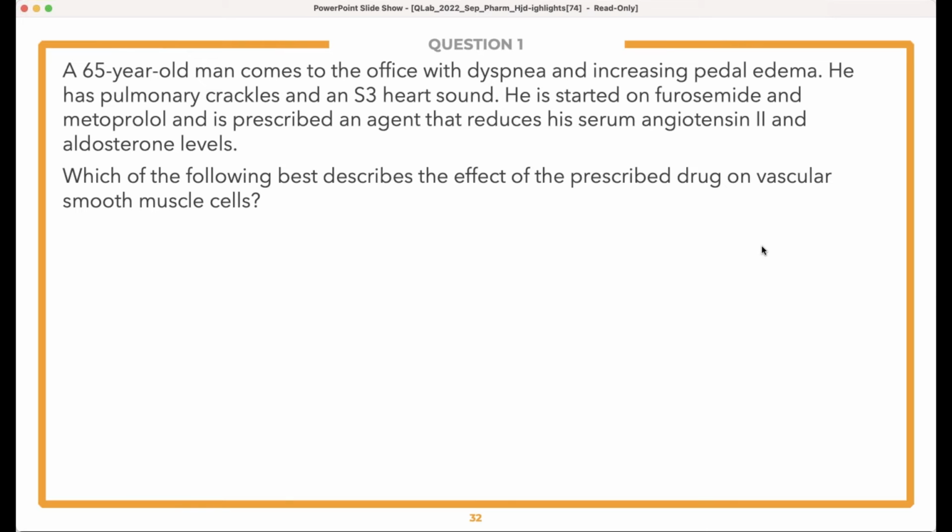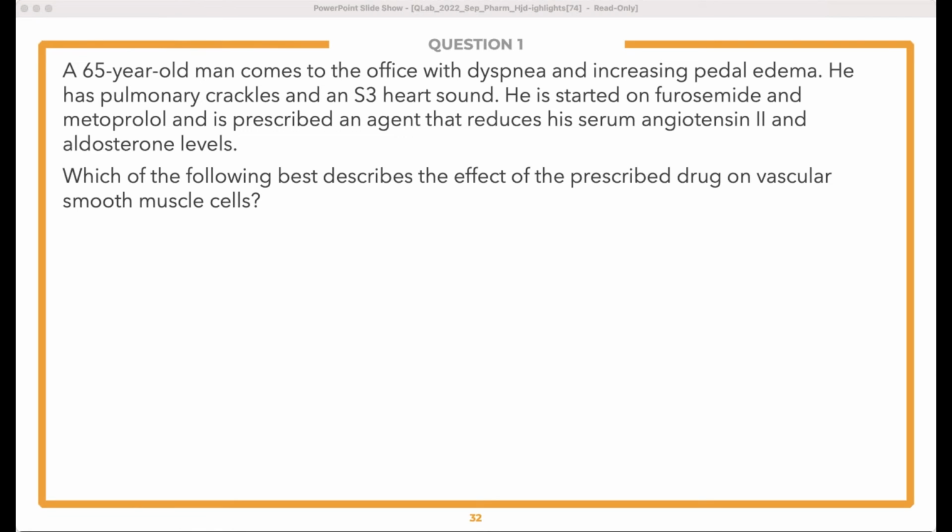A 65-year-old man comes to the office with dyspnea and increasing pedal edema. He has pulmonary crackles and an S3 heart sound. He is started on furosemide and metoprolol and is prescribed an agent that reduces his serum angiotensin II and aldosterone levels. So again, which of the following best describes the effect of the prescribed drug on vascular smooth muscle cells? Let us know down there in the chat how many steps you think it'll take to solve this one as I pass the baton to Paras.